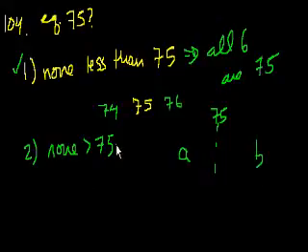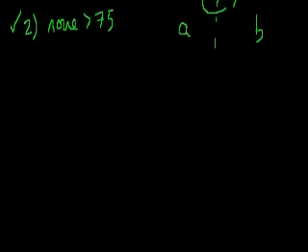But they're saying that we have no numbers greater than 75. So if we have no numbers greater than 75, we can't have any numbers less than 75 either, and all the numbers have to be equal to 75, all 6 of them. So once again, 2 is also sufficient. So each of these statements independently is sufficient to answer this question. And actually, they both answer the question that all 6 are equal to 75. That was interesting.